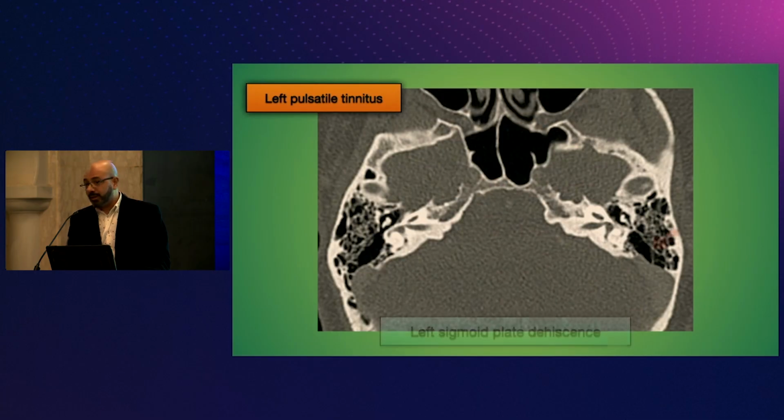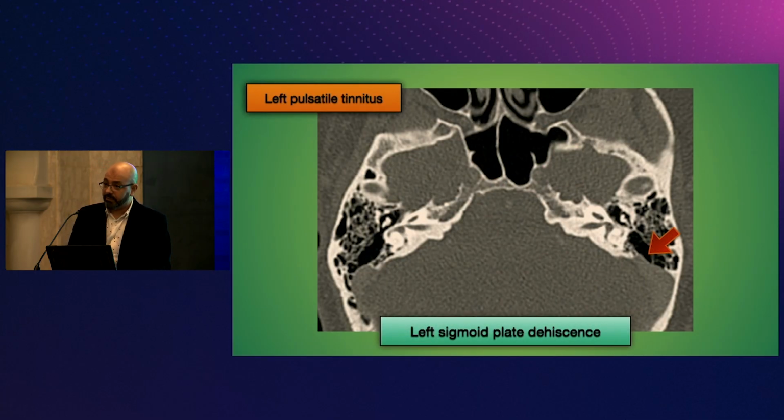Now, this is a patient with left pulsatile tinnitus, and what's wrong here? So we have a defect in the sigmoid plate on the left-hand side. The patient can hear the pulsations from the sigmoid sinus directly into the mastoid air cells. MRI, will it help here? No chance.